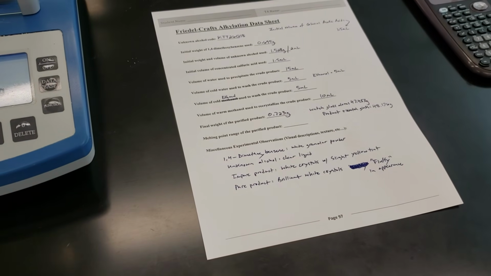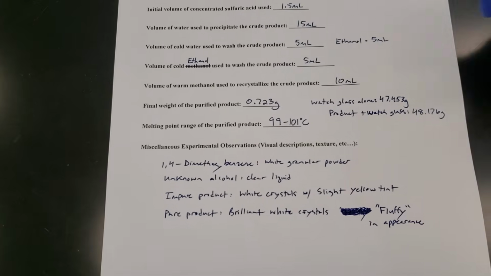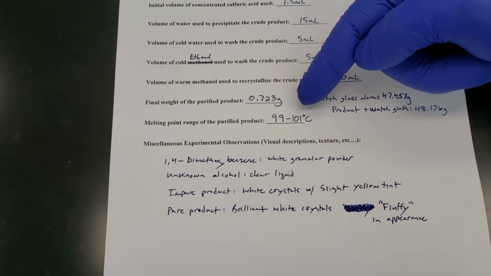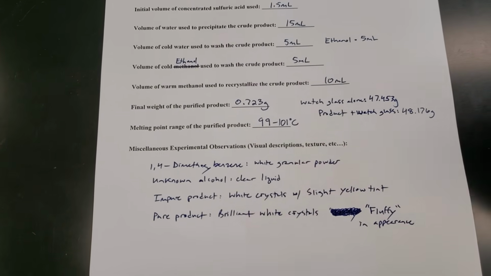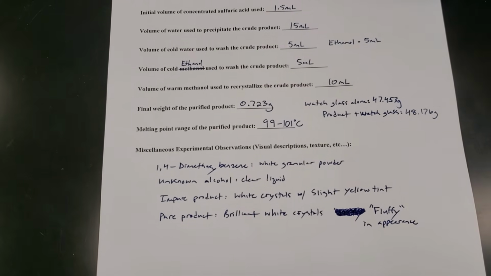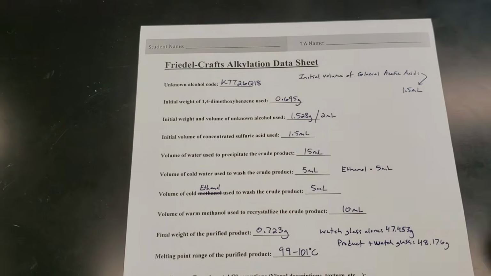There's our data sheet so far. The next thing up is our melting point. We'll come back. Okay, so we finished our melting point determination for our final product. Our melting point range was 99 to 101 degrees Celsius. We're going to use that along with the IR and NMR provided on ELC to determine the identity of our unknown alcohol starting material. Good luck writing up your lab report.